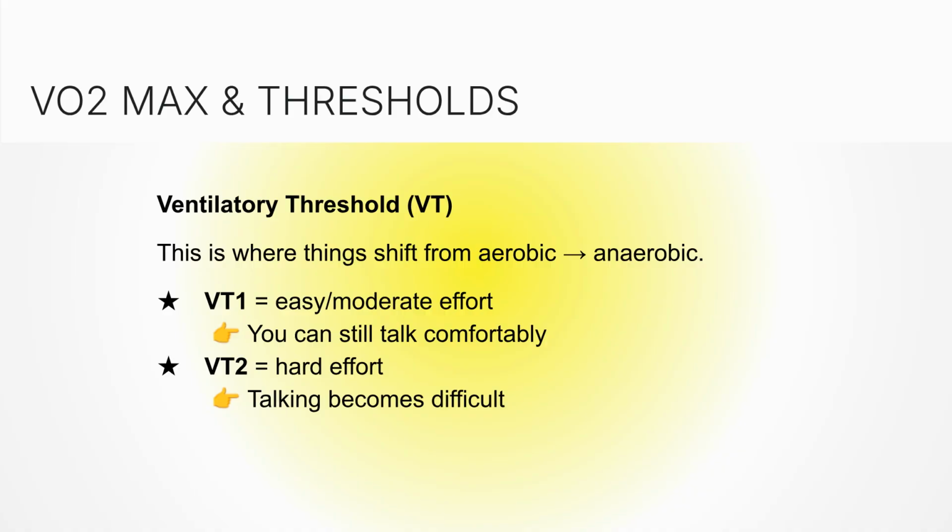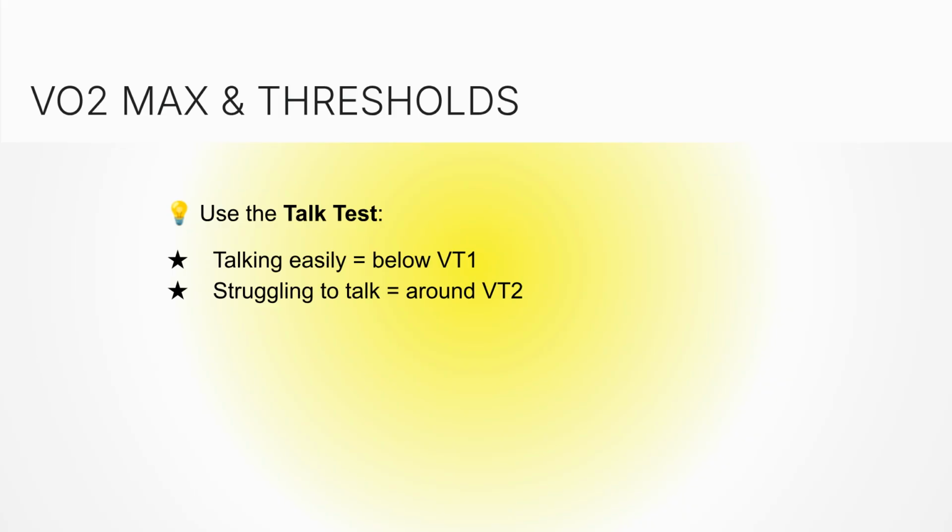Conversely, at the VT2, this is going to be a much harder effort, and in a talk test, it's going to be much more difficult for your client to respond to questions that you're asking them or for them to form full sentences. This is how you know that your client switched from aerobic to anaerobic.